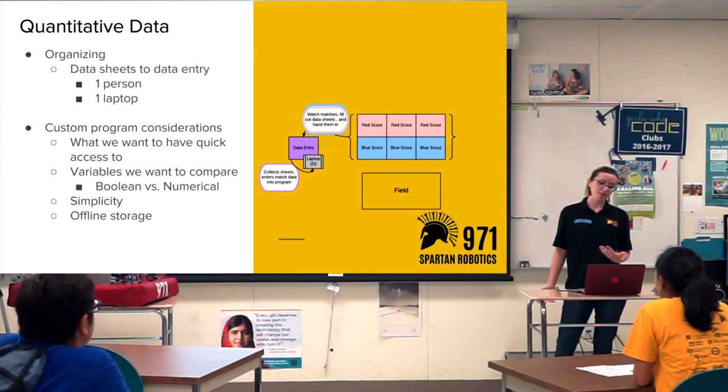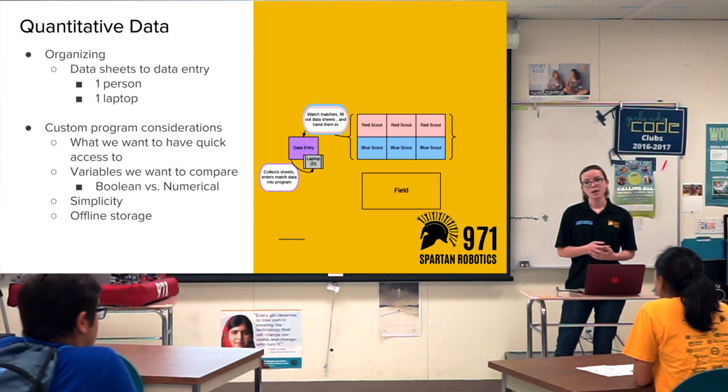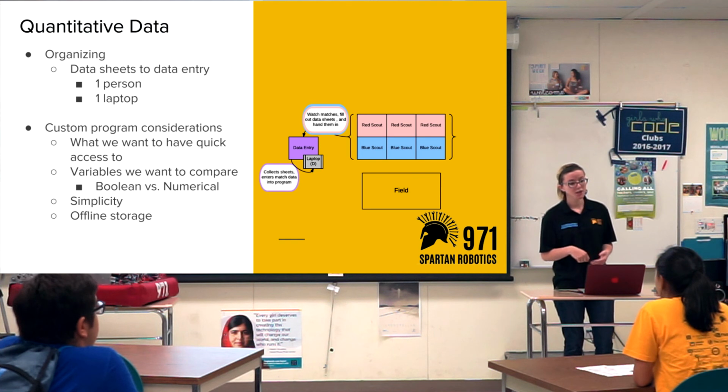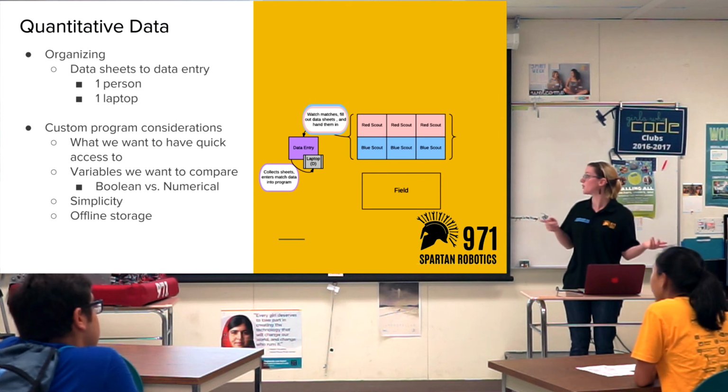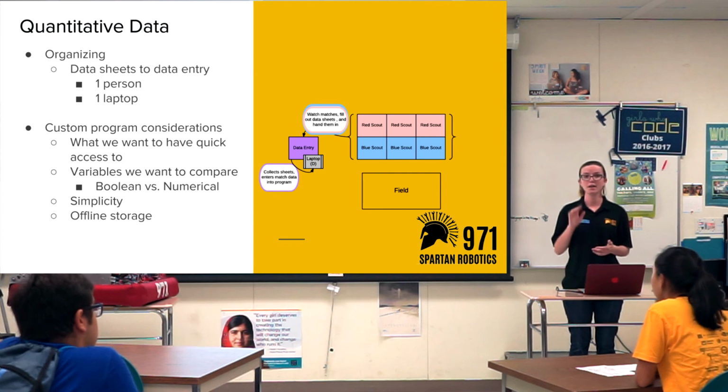So, organizing quantitative data. We get a lot of it, and we want to be well organized. The data sheets: every note scout is filling out one sheet per robot per match. They pass it to the data entry person, the purple box, and they have a laptop. Their job is to sit there and enter data into a laptop. They are true champions. They just sit there entering numbers.